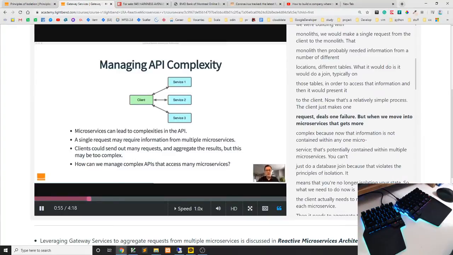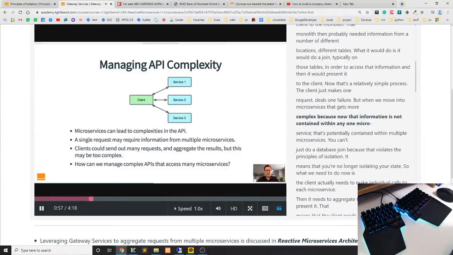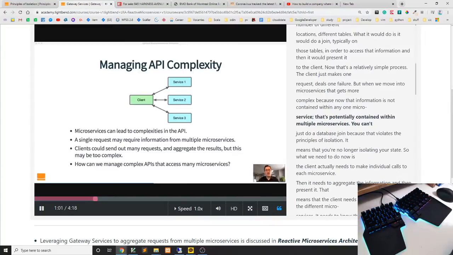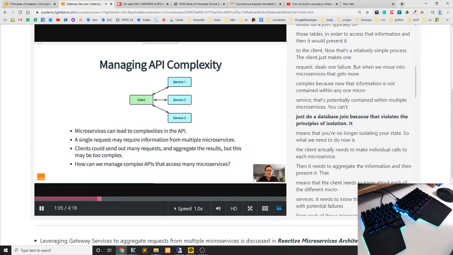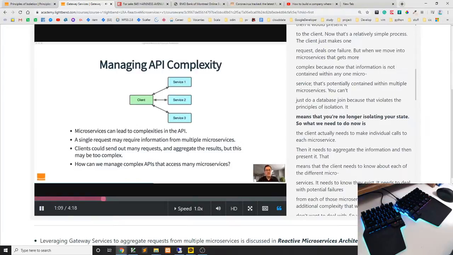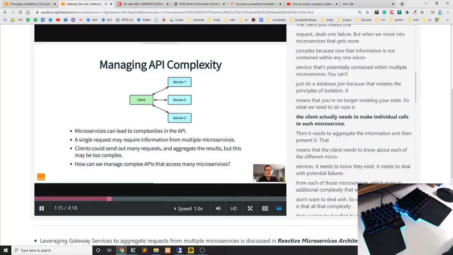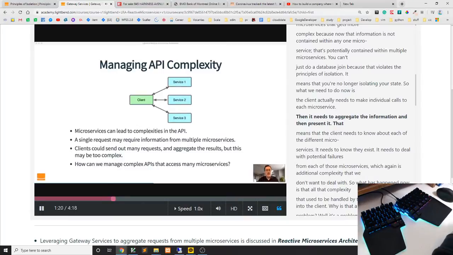But when we move into microservices, that gets more complex because now that information is not contained within any one microservice. It's potentially contained within multiple microservices. You can't just do a database join because that violates the principles of isolation. It means that you're no longer isolating your state. So what we need to do now is the client actually needs to make individual calls to each microservice. Then it needs to aggregate the information and then present it.